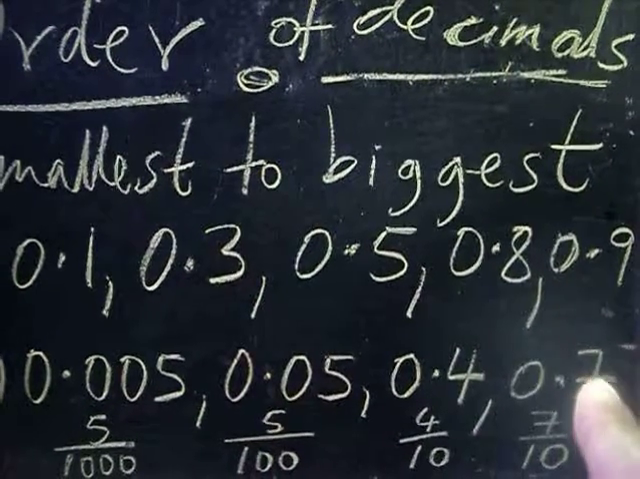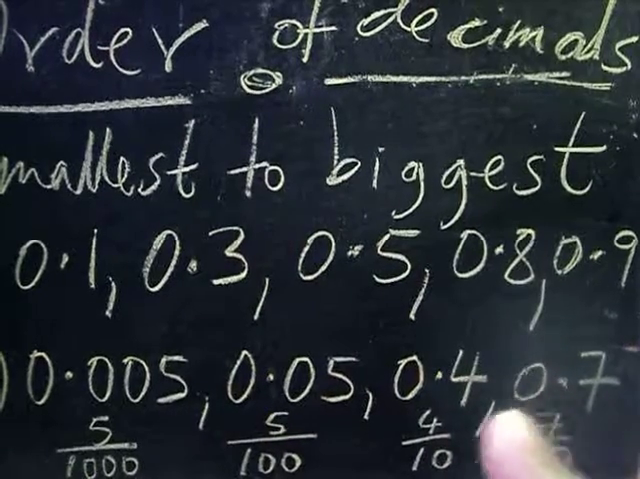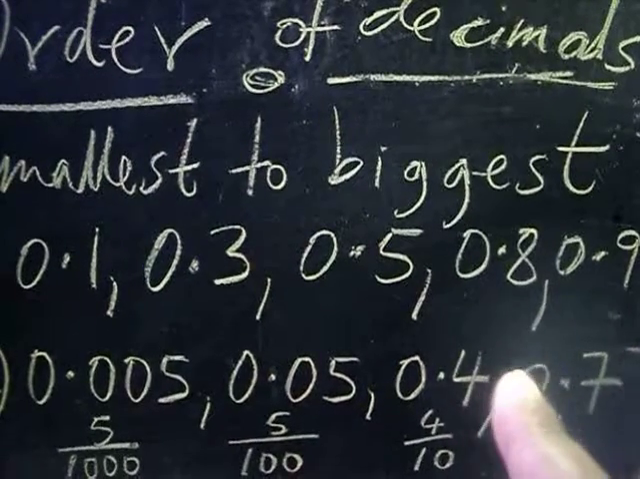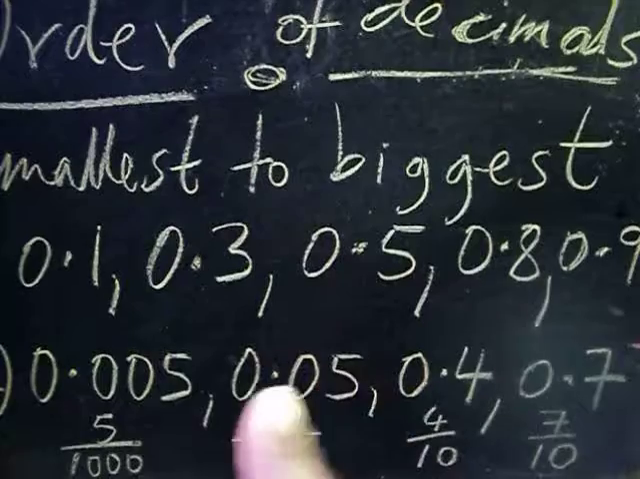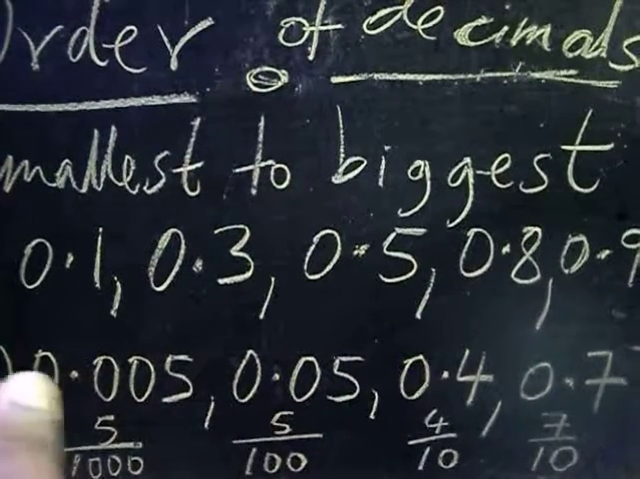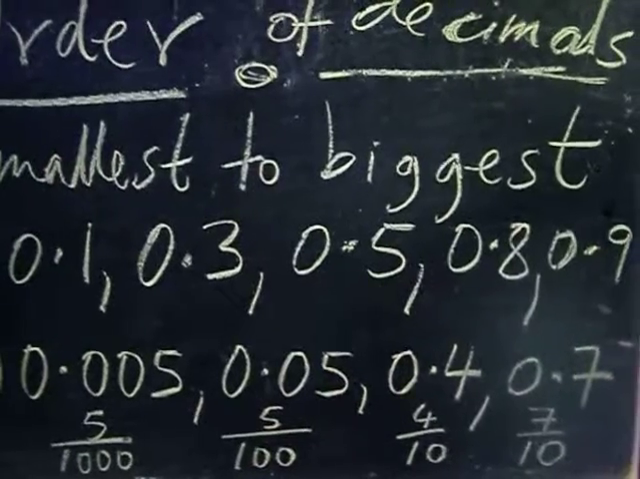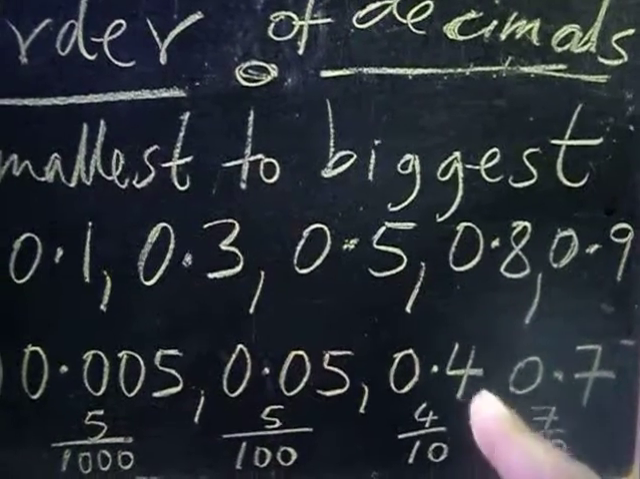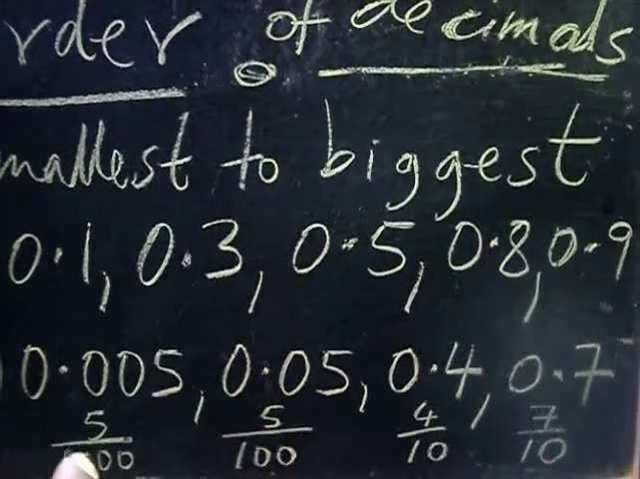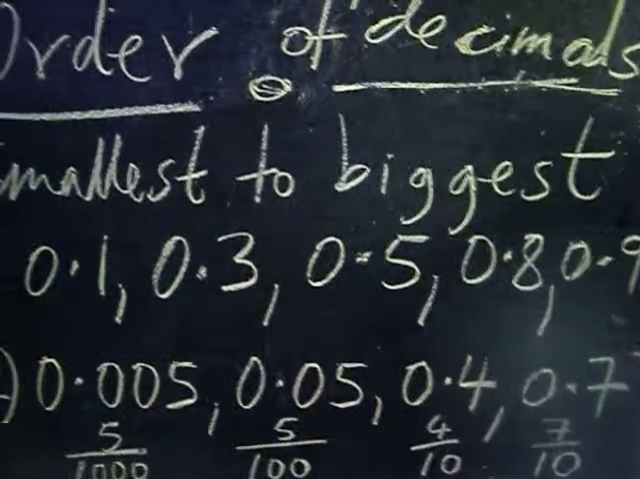The 0.7, it could have been, if this was 0.2, 0.2 is bigger than 0.05 or 0.005, but that's 0.4. Okay? And why? Because this is in the tenths and these are in the hundredths and the thousandths. So it's very important to know that.